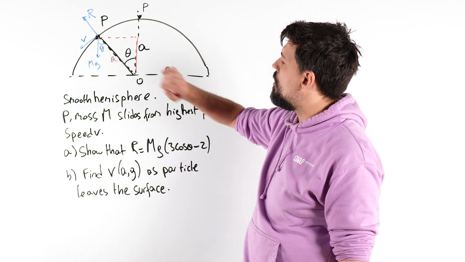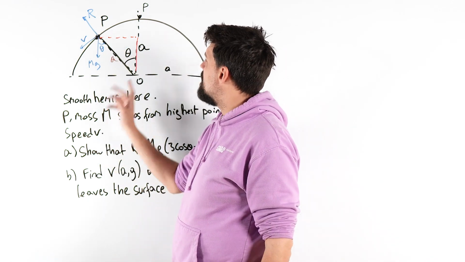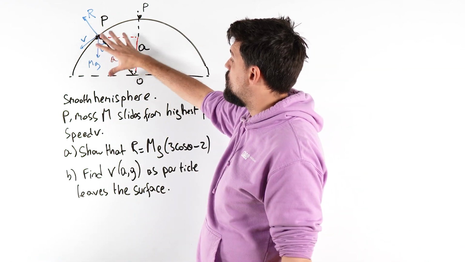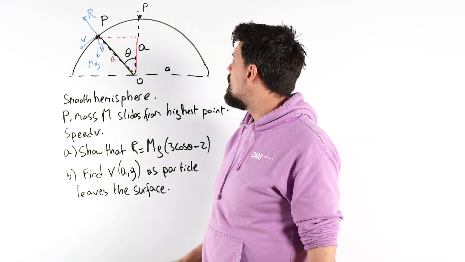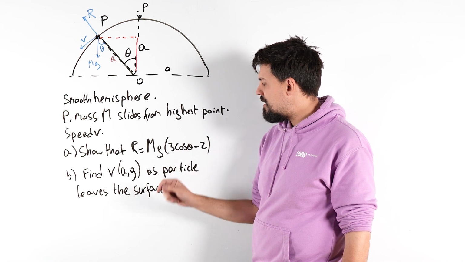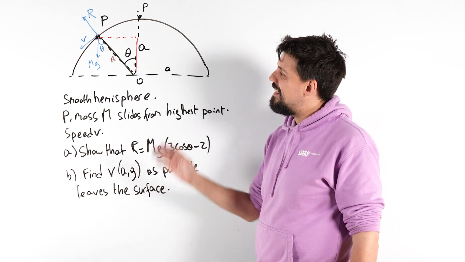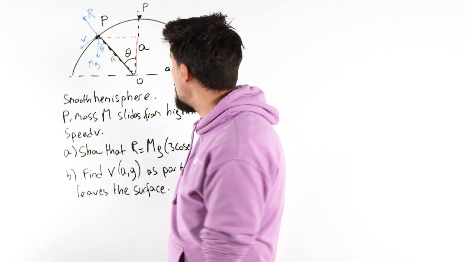What have we got? We've got some circular motion. We've got a particle of mass m sliding from the tippy top of this smooth hemisphere. At any given point, it's got a velocity v. Basically, we want to show that whilst it's on the sphere, R is equal to this, and then we're going to find its velocity as it leaves the sphere. Fair enough, seems like a plan.